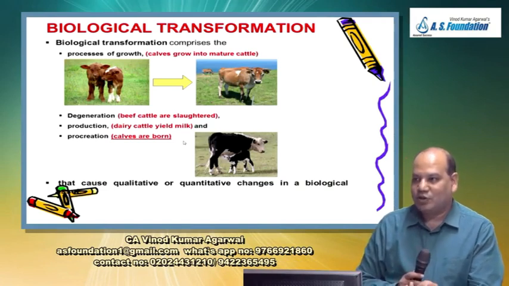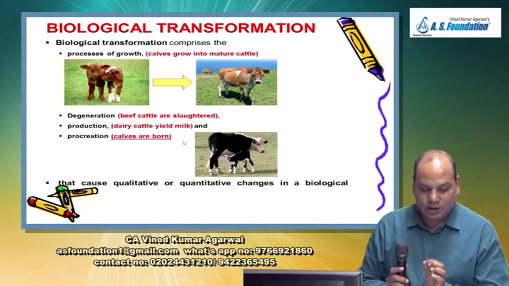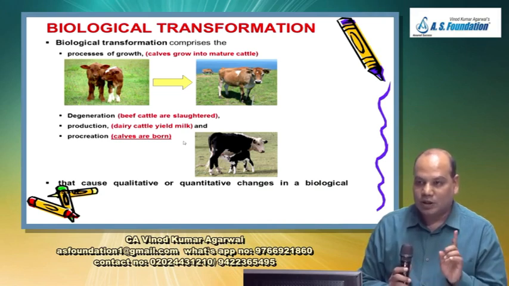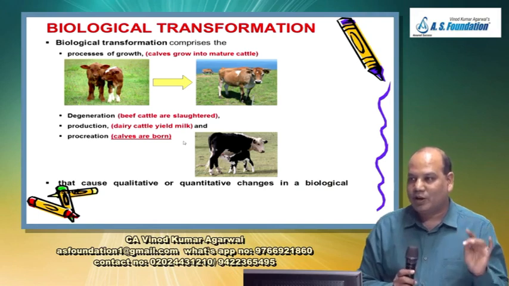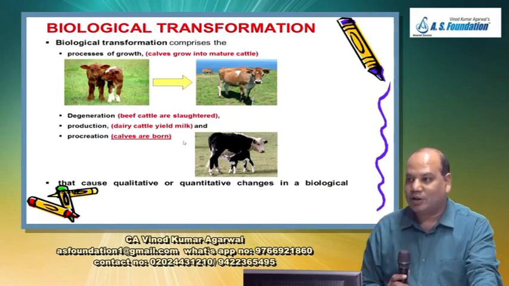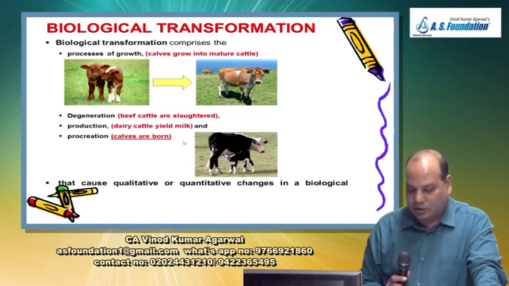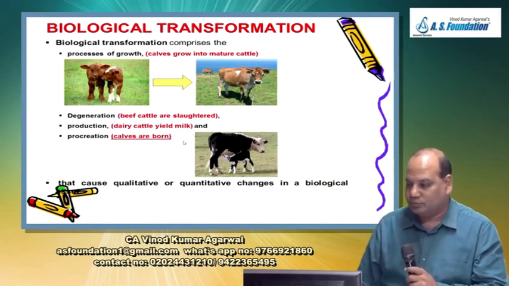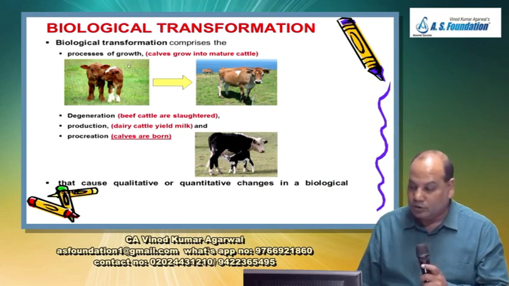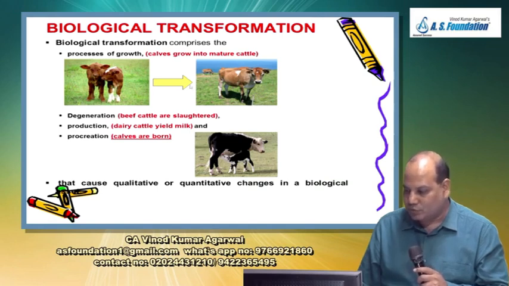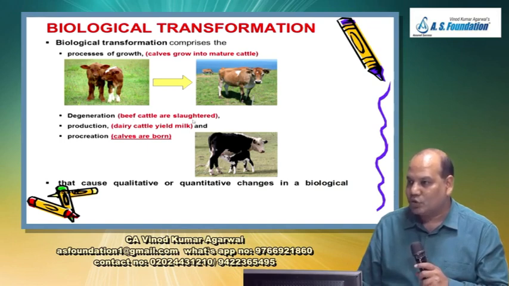Somewhere below it is printed, biological transformation. When did we come across this term, biological transformation? In the definition of agricultural activity. Agricultural activity is the management by an entity of the biological transformation. So biological transformation comprises the process of growth. If you want to write the example, growth means these calves grow into mature cattle. Okay, so this is the stage of growth. Degeneration, beef cattle are slaughtered.